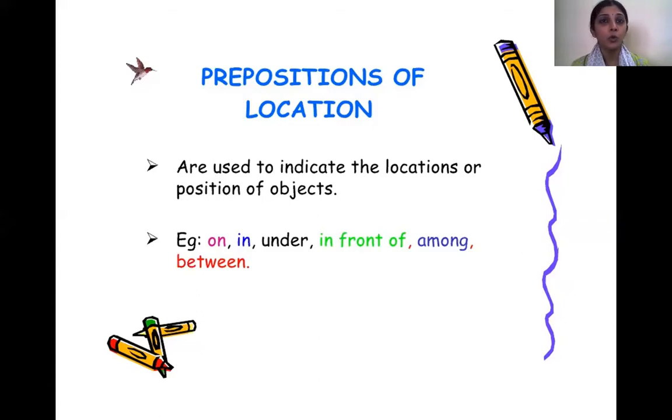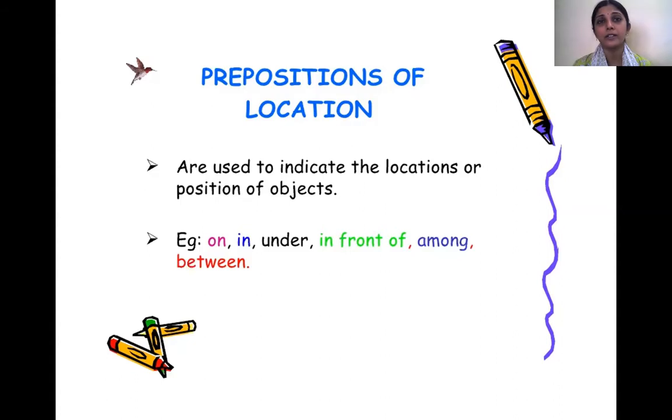When you want to know where you have kept something, where is my bag? My bag is behind the table, right? So you are locating something, isn't it? So these are called prepositions of location, which tell you about the place of the object. And here is a list of a few prepositions of location. They are on, in, under, in front of, among, and between.